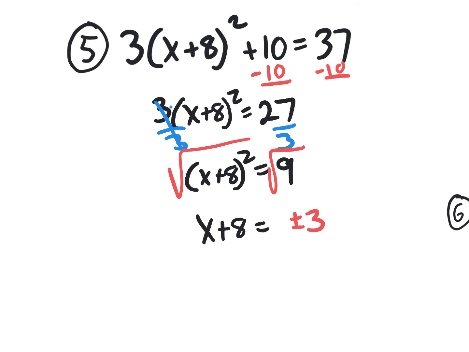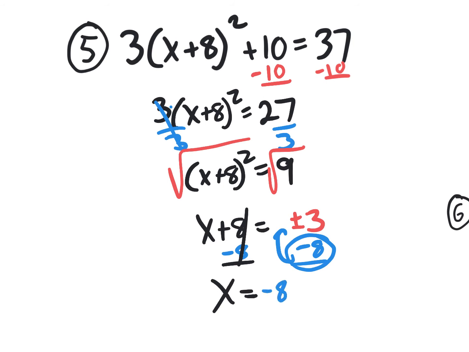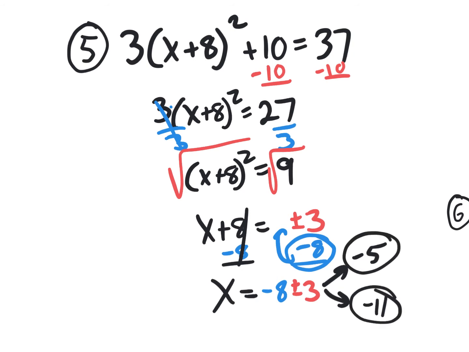Final step, subtract 8, but we're going to put that -8 in the front. So we now have x equals -8 plus or minus 3, giving us two answers, -5 and -11. I didn't show my work there. I should have written -8 plus 3 giving me -5, -8 minus 3 giving me -11. Do you get it? Yes.